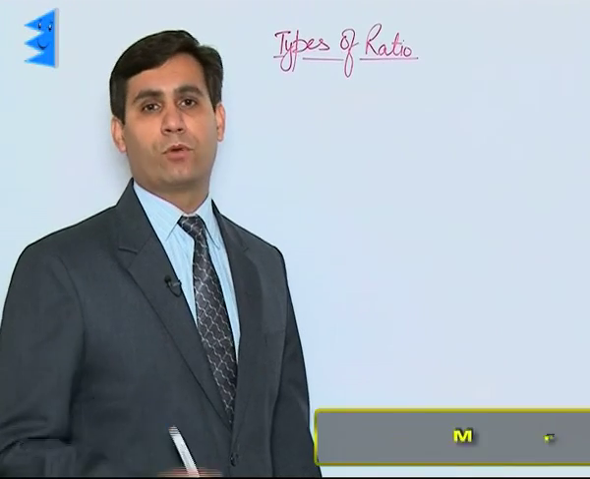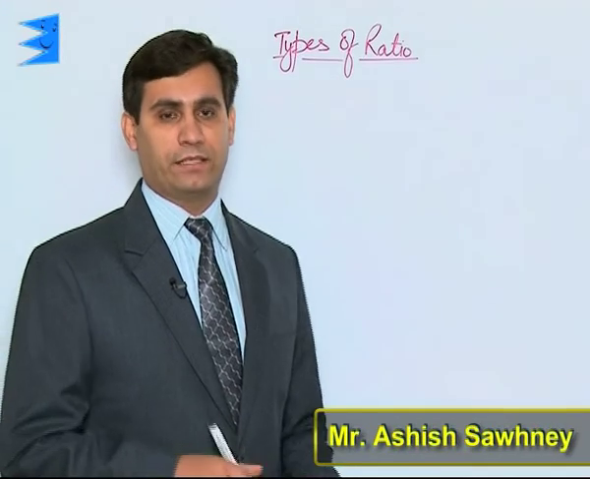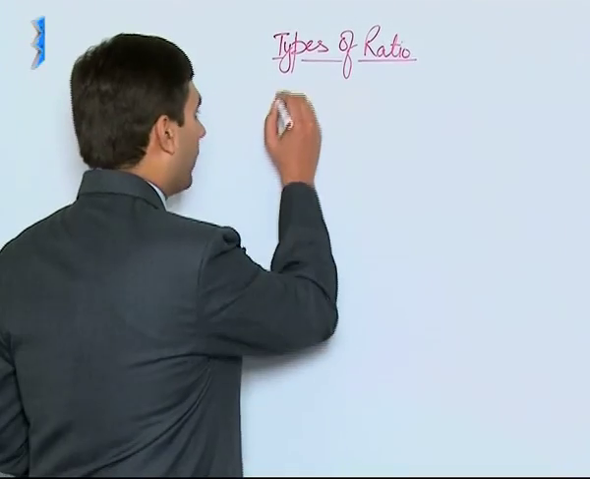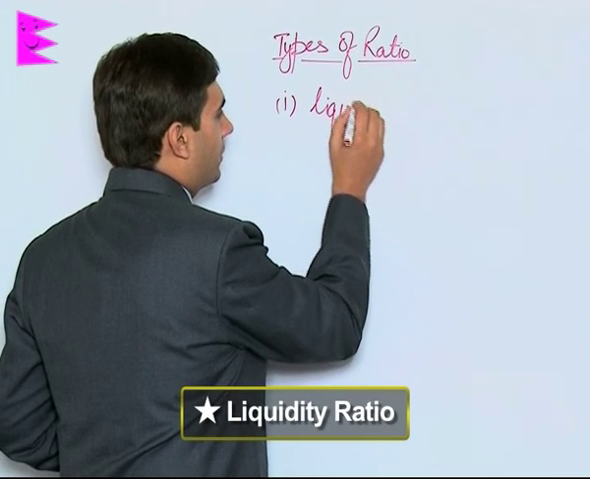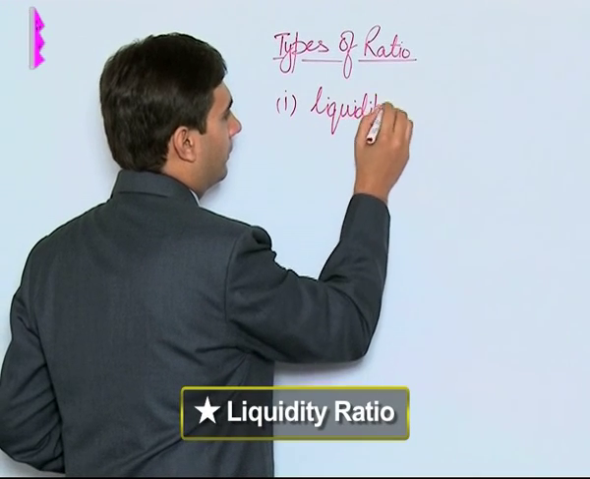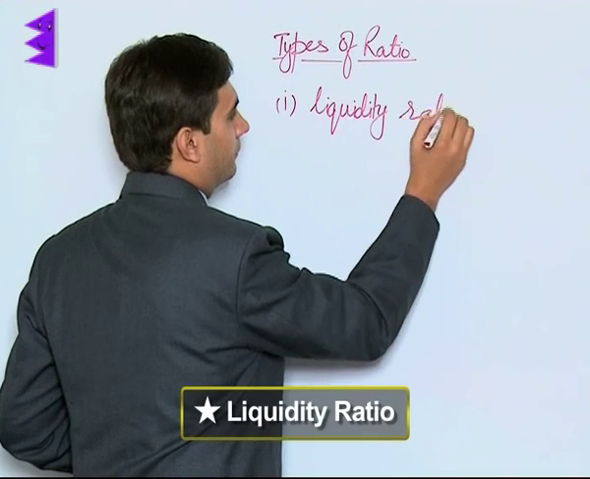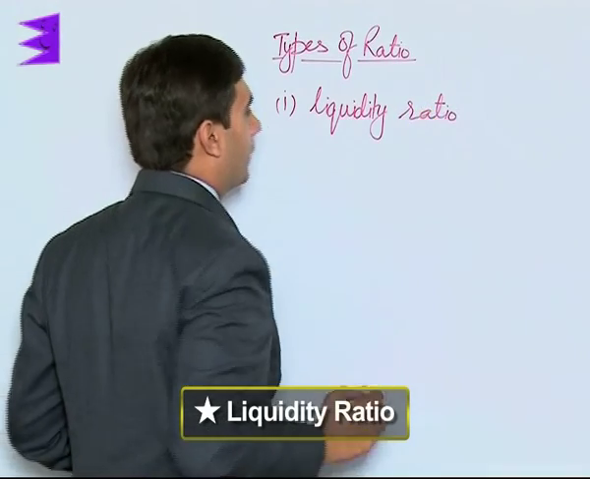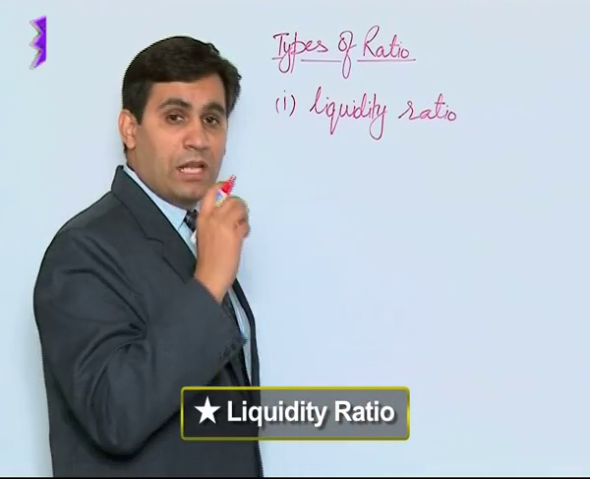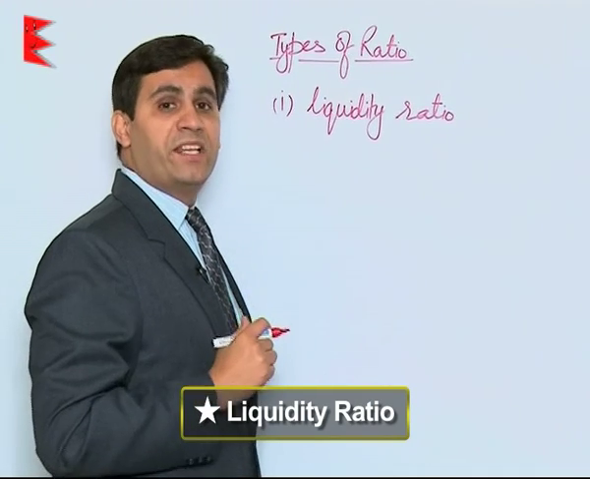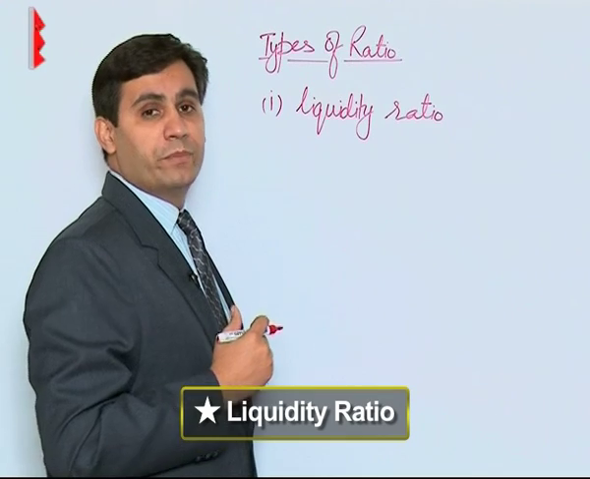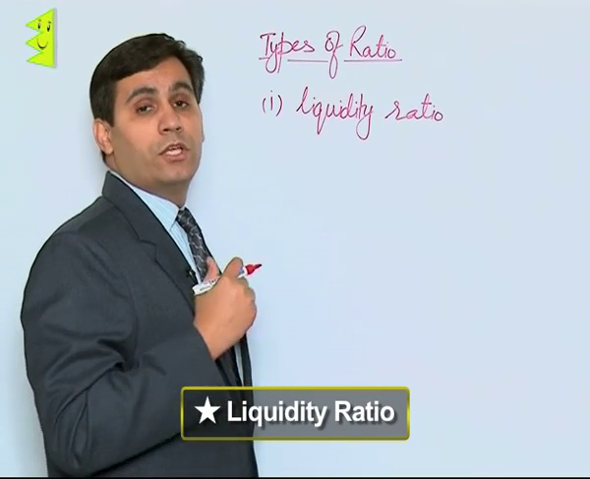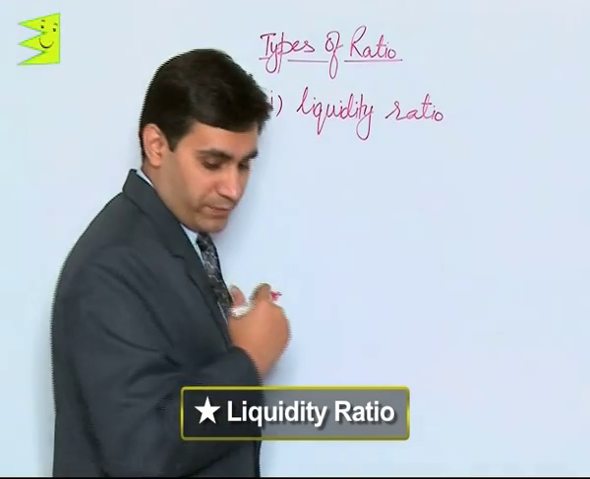The ratios can be broadly categorized into four categories. The first one being liquidity ratios. Now students, what are liquidity ratios? Liquidity ratios are the ratios which comment upon the ability of the business to meet its short-term obligations.